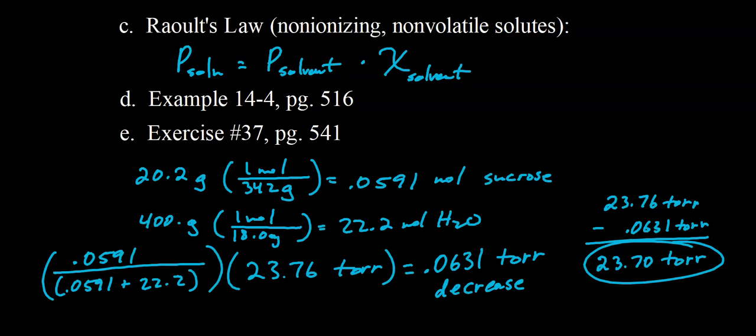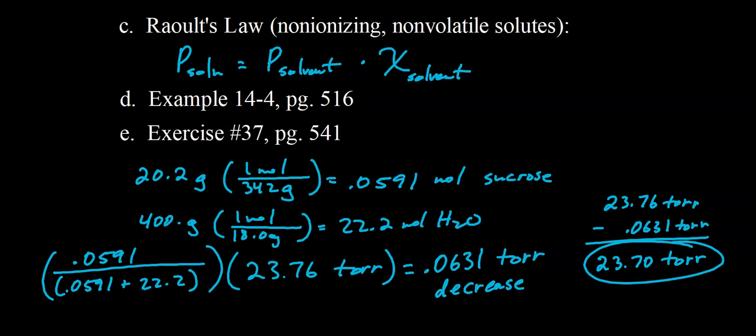Here's the setup, kind of like the example. So I use the mole fraction of the sucrose. So how to find moles of sucrose first and moles of water, and got how much the vapor pressure goes down by. So remember, anytime you dissolve a non-volatile solute in a solvent, it's going to lower the vapor pressure. And so it decreases by 0.0631.